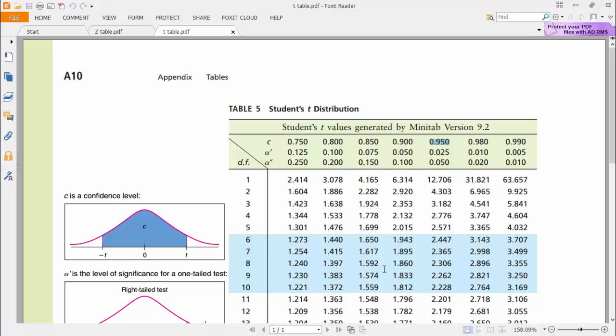Then you go over to the intersection. In this case, we've got 8 degrees of freedom, and we're looking at 2.306. So the t sub c is 2.306. Okay, I can't forget that. Gotta go write it down.